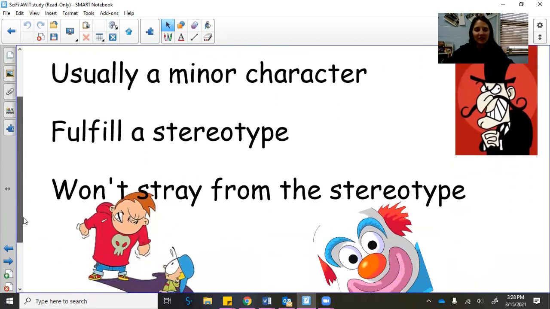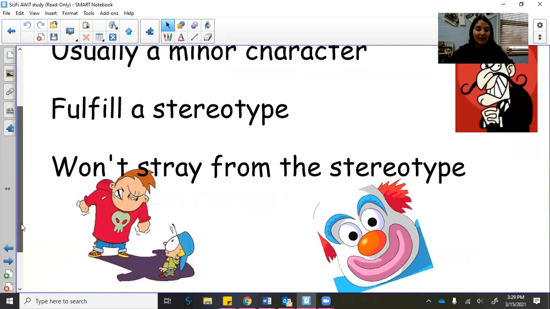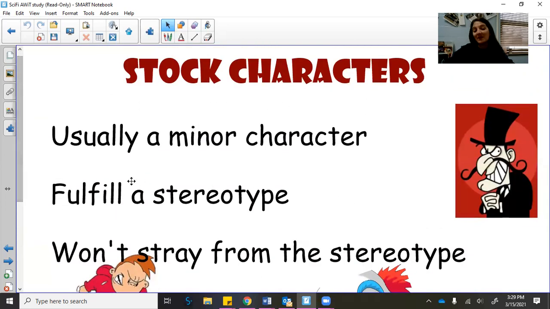Definitely think through characters that we have read in our stories and whether they would be considered a stock character. What I want you to do now is go check out the Padlet, where we will be looking at those stories that we've read in the last two years and seeing if you can identify some of these types of characters. Questions? We'll talk in class.